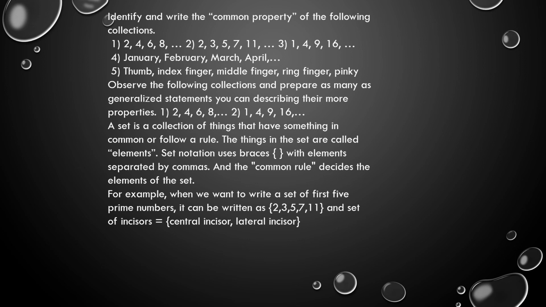See what I have written: first 5 prime numbers. Prime numbers is the common property and I have to go with the first 5. So I write only the first 5, separated by commas: 2, 3, 5, 7, 11. And for the set of incisors, the common property is incisor. I cannot write premolar and molar in this set because the common property is incisors. Premolars and molars belong elsewhere.